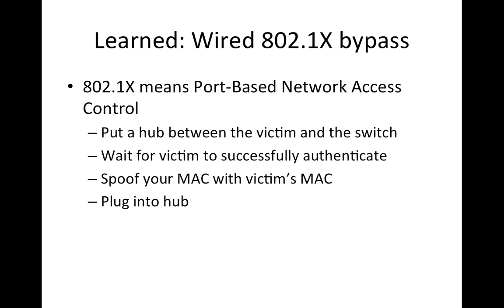The presenter mentioned different things that he has learned over his 2 years working with PacketFence, and the first thing is wired 802.1x bypass. 802.1x means port-based network access control. The process is as follows. You put a hub between the victim and the switch. This is done in order to prevent the port from going down. You wait for the victim to successfully authenticate. You then spoof your Mac with your victim's Mac. You then plug into the hub.